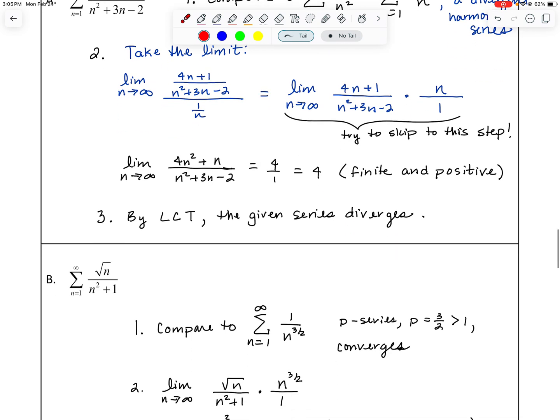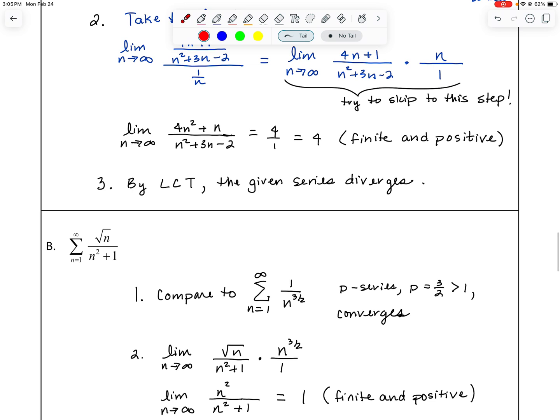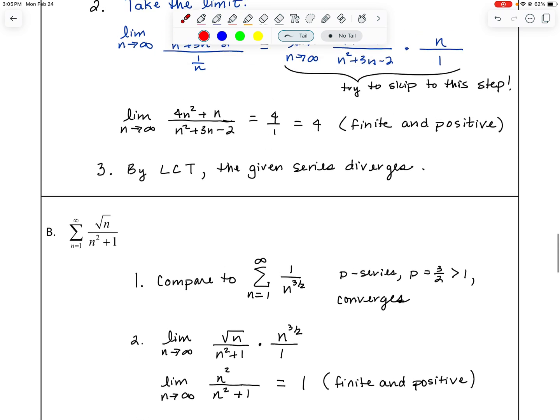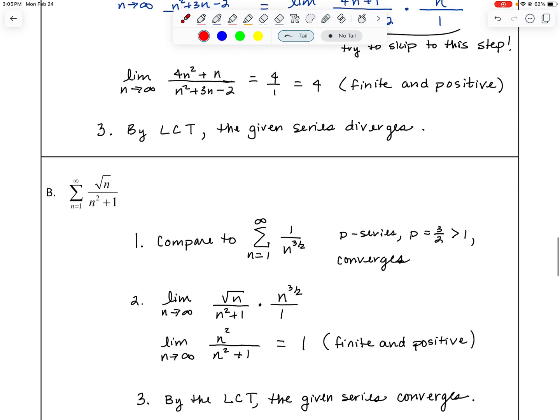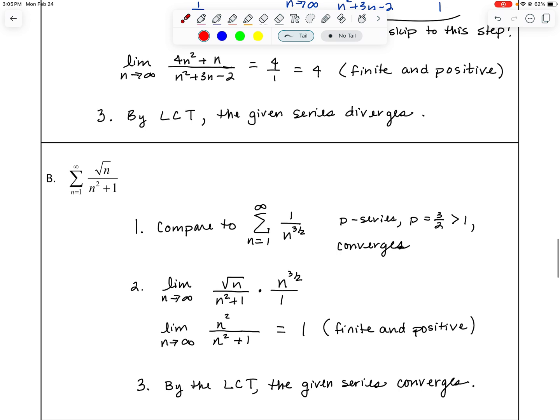Okay, so how about the square root of n over n squared plus 1? I'm going to take these two terms and make my own series and reduce n to the 1/2 over n squared to 1 over n to the 3/2. That's a p-series. p is greater than 1, so it converges. So we're going to do the limit comparison test of the original divided by the one we're comparing it to.